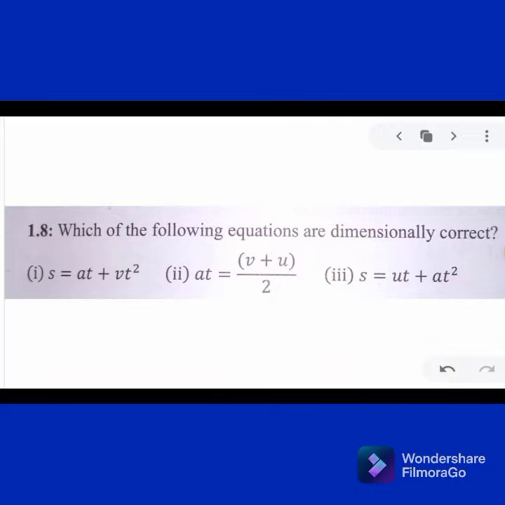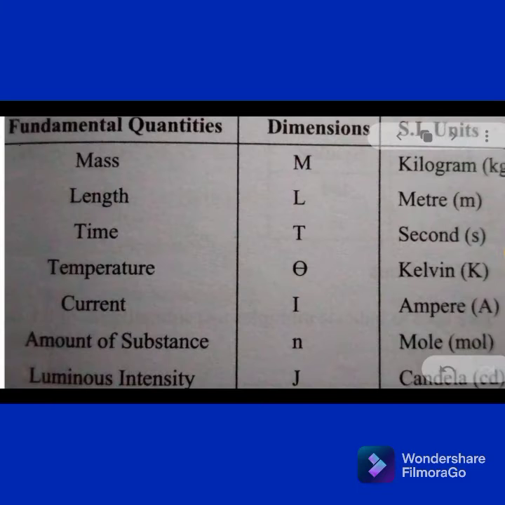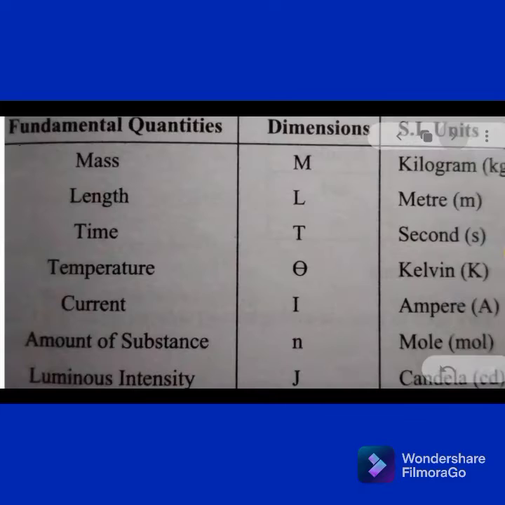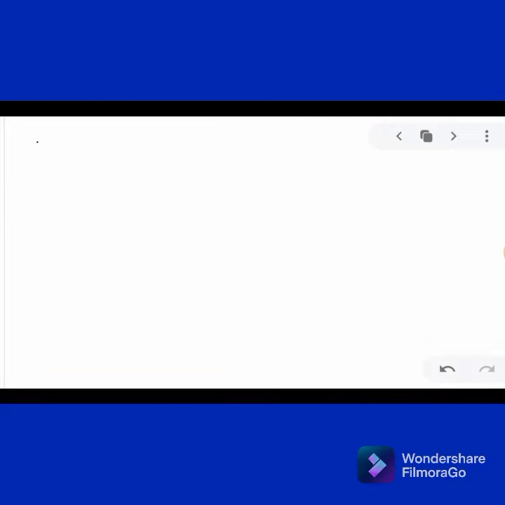So I'm going to move straight into it. I have the fundamental quantities here in case you might not have watched the previous video or can't remember most of them. You can use it as a reference: mass, length, time, temperature, current, amount of substance. Our first question is S equals AT plus VT squared. I'm just going to write that down. We're going to solve it now. S equals AT plus VT squared.